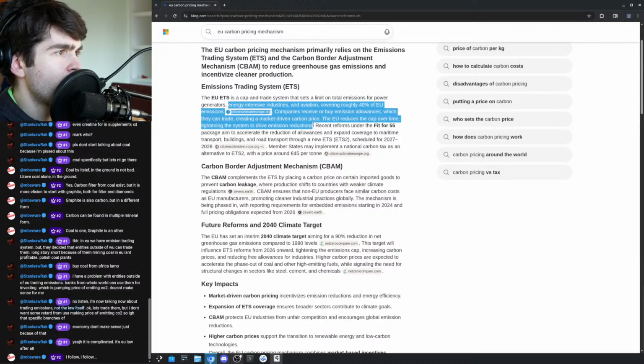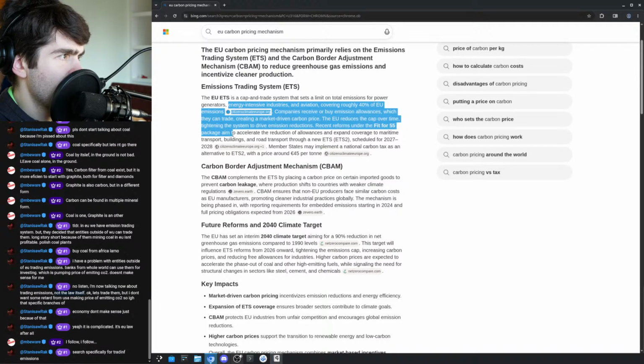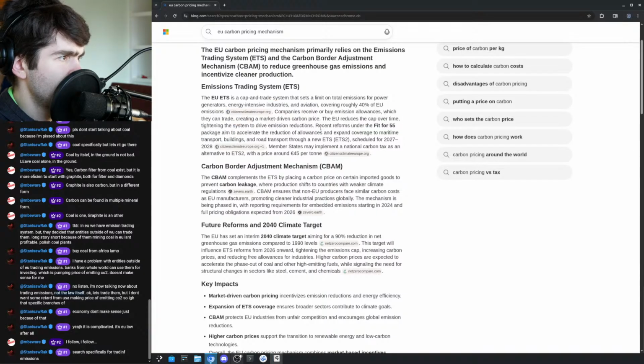The recent reform, the Fit for 55 package, aims to accelerate the reduction of allowances and expand coverage to maritime transport, buildings, and road transport through the new ETS2, scheduled for 2027-2028. Member states may implement a national carbon tax as an alternative to ETS2, with a price around 40 euros per ton.